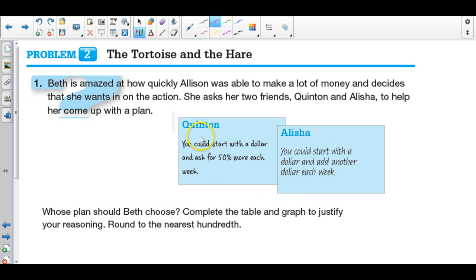Well, again, one of these people is saying that this sounds more exponential because it's a percentage. You're asking for 50% more each week. And Alicia is saying you should be adding the same amount every week. So this one is linear. And this one over here would be your exponential. So whose plan should she choose? I would maybe choose the exponential one, but if the number were less than 100%, it would mean that the amount she would be getting would actually be getting smaller and smaller.